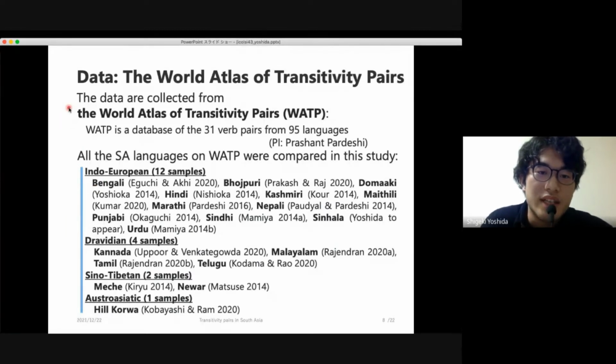And all the data are collected from the World Atlas of Transitivity Pairs, WATP. WATP is a database of the 31 verb pairs from 95 languages. There are 19 different South Asian languages currently available on this database, and I used all of them for the current study. The languages of the sample are listed here with the contributors of the data.